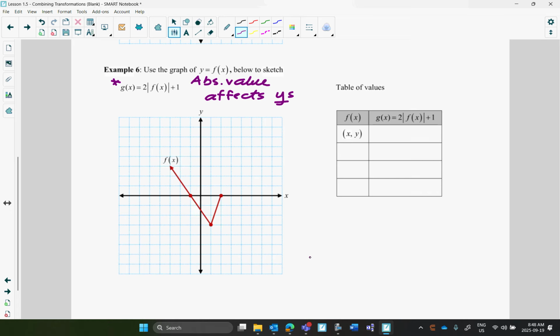So when we do our mapping notation, we got to keep that in mind. Let's see our reference points here. I always do from left to right. You can do it from right to left. So I've got -1, 0. I've got 1, -3. I've got 2, 0.